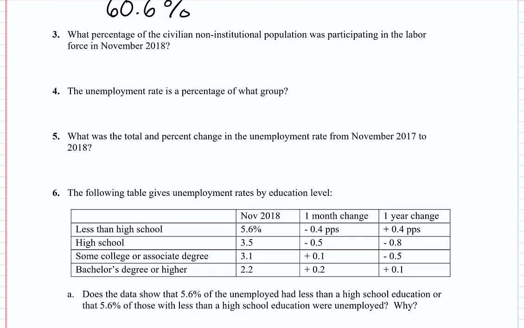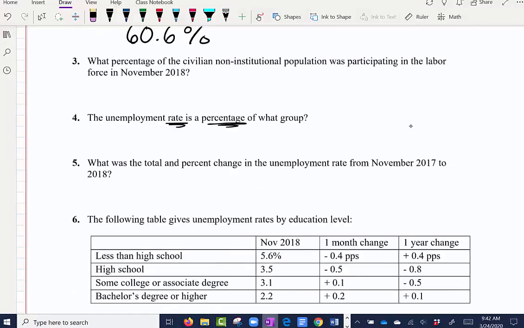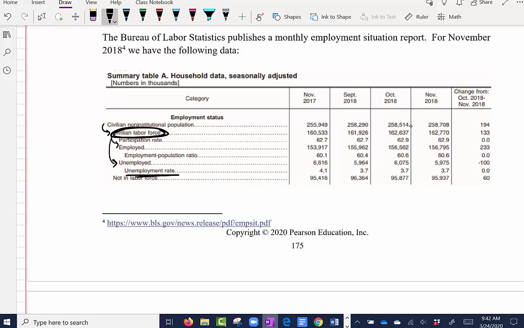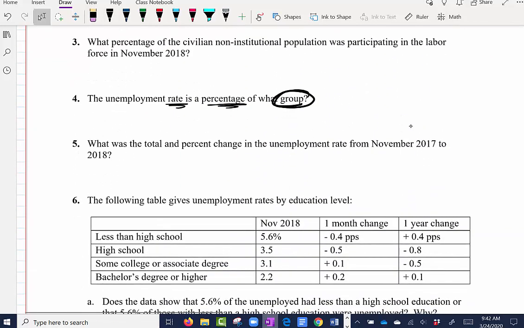And we'll go over number 4 together. The unemployment rate is a percentage of what group? Notice there's that rate word and the word percentage. Rates and percentages, those two words are mostly synonymous. So we're looking for the unemployment rate being part of what group? Let's go read the table very carefully and find out where the unemployment rate is. All right, so we've got the unemployment rate right here. Notice that these are all indented slightly. So the unemployment rate is ultimately a part of the civilian labor force group. So that's the first part of this question.